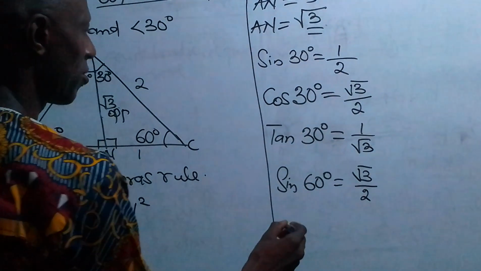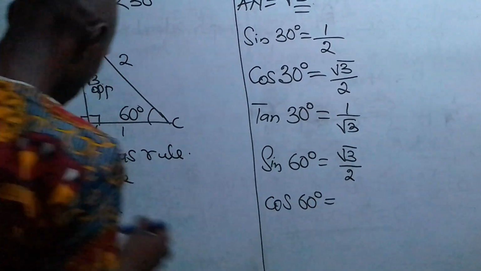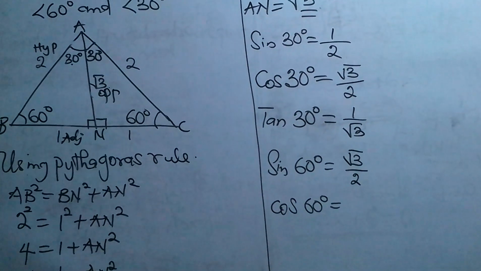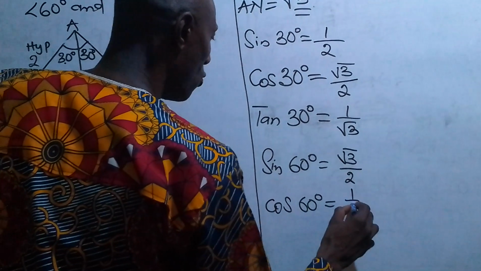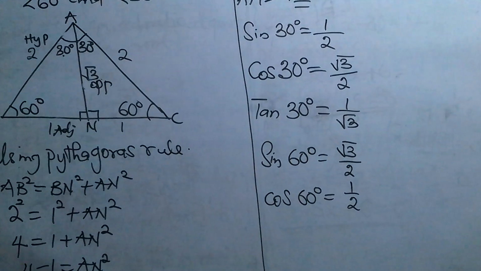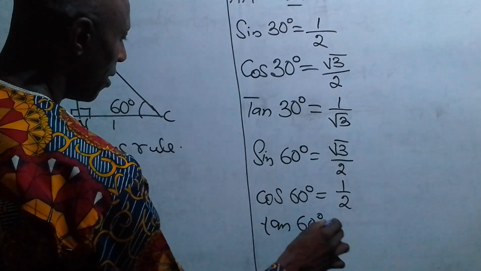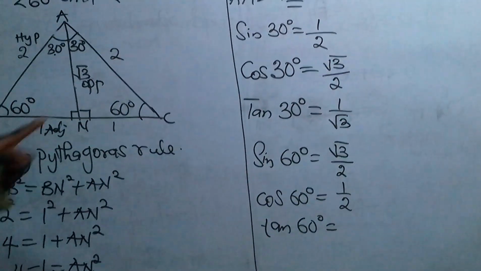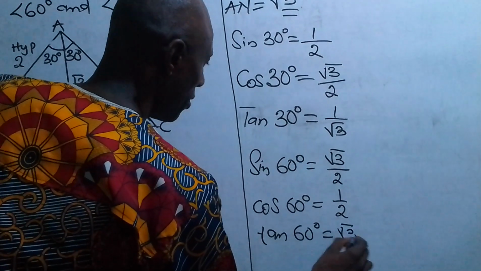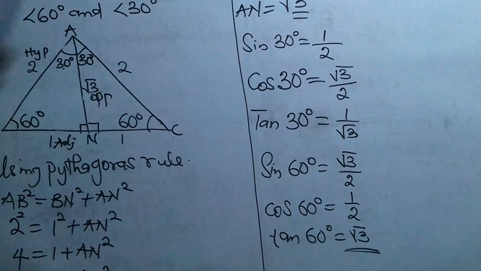Now, what is cos 60? Cos 60 is adjacent over hypotenuse, which is 1 over 2. So cos 60 is sine 30. What about tan 60? Tan 60 means opposite over adjacent, which is root 3. So this is what we're going to use, and this is for 60 and 30.